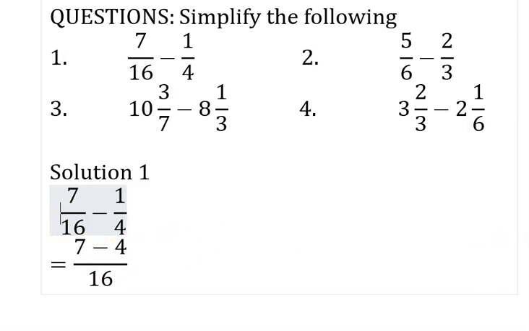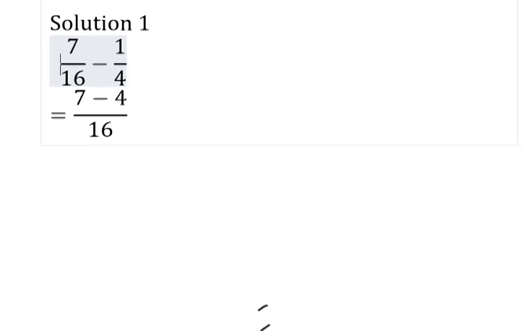Awesome. So with this, we can now see that 7 minus 4 will give you 3. Is there any number that can divide both 3 and 16 at the same time? No. Always check that. But if there is no number, you can forge ahead. And that means this is your answer. So let's go straight to question number 2.